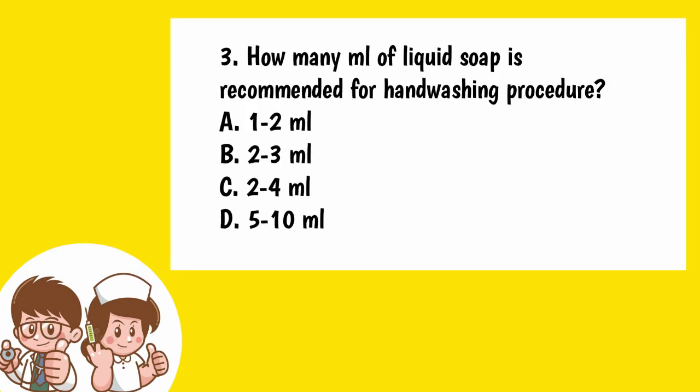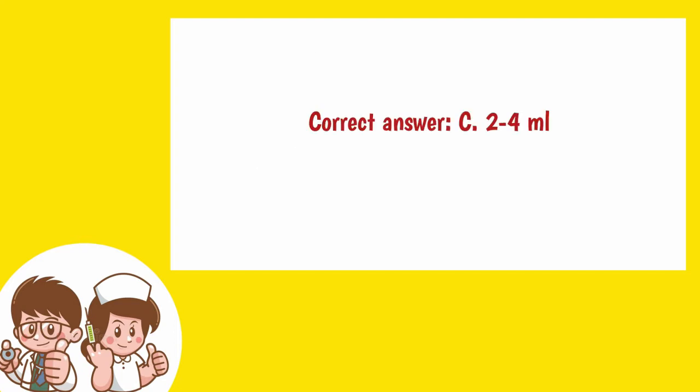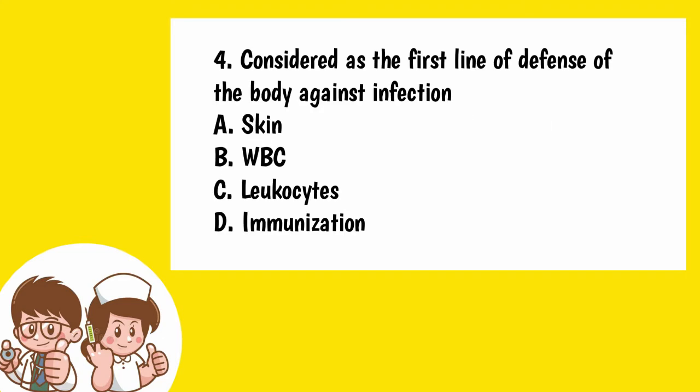3. How many ml of liquid soap is recommended for handwashing procedure? A. 1 to 2 ml. B. 2 to 3 ml. C. 2 to 4 ml. D. 5 to 10 ml. Correct answer: C. 2 to 4 ml.